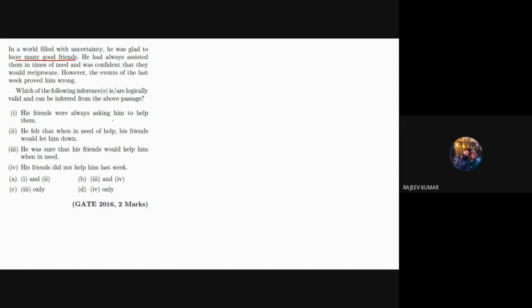His friends were always asking him to help them. No, his friends were never asking him to help them, but he always assisted them. He felt that when in need, his friends would not let him down. Here, "would not let him down" would have been right, not "would let him down". So he was confident that they would reciprocate, they would help him out. He was sure that his friends would help him when in need. Yes, he was sure that they would help him in need, they would reciprocate.